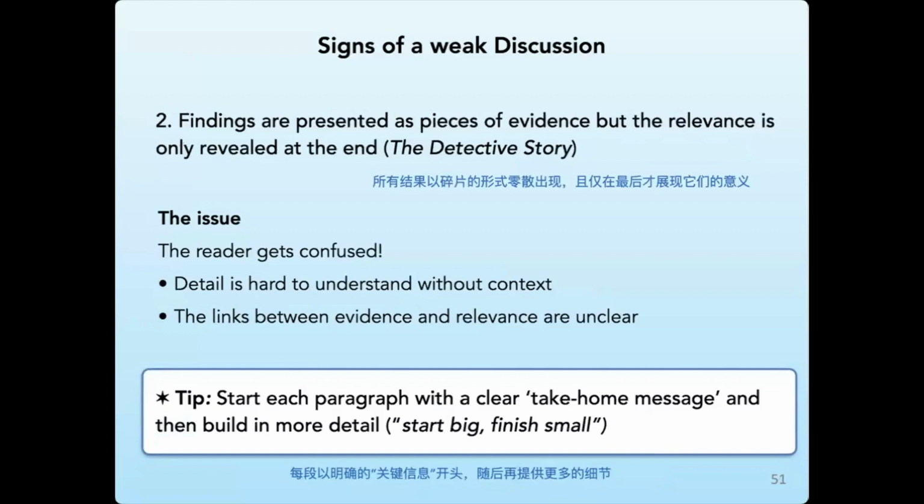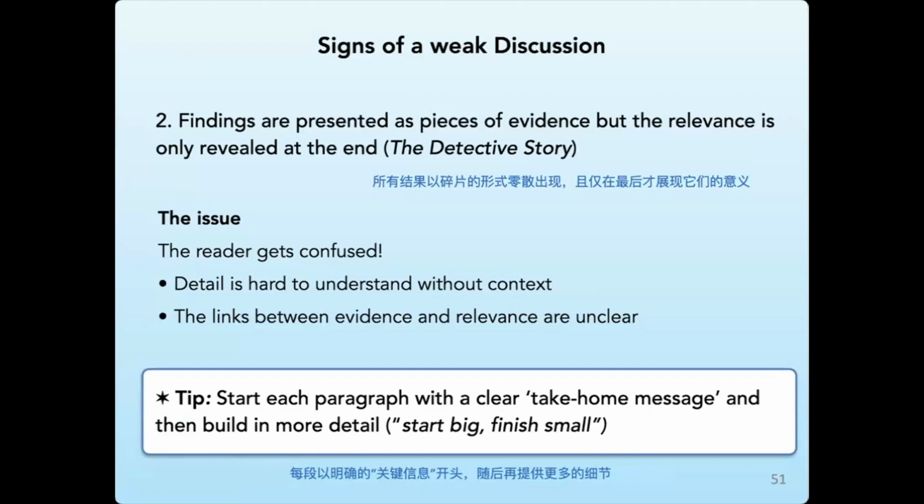Then the second type of weak discussion is what I think of as the detective story. This is where I don't have an overview as a reader, but I'm given lots and lots of pieces of evidence, and then at the end, the authors tell me what it means. And this is very confusing. If you don't have the required prior knowledge of the study and the results, the reader will get confused. You will lose them.